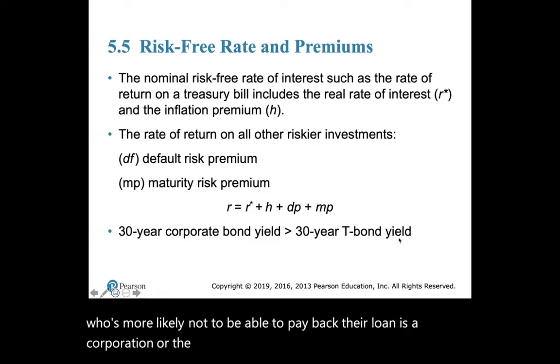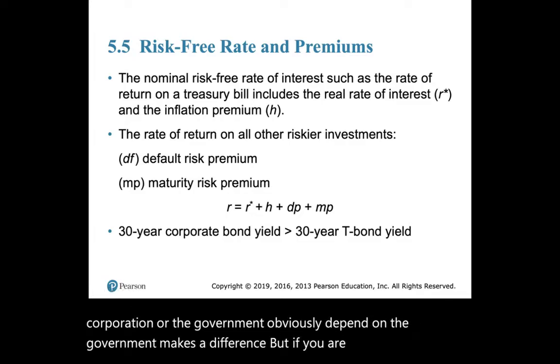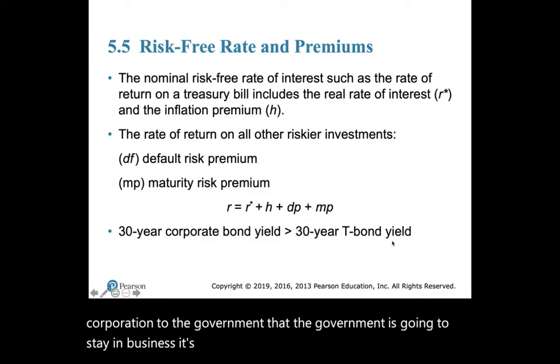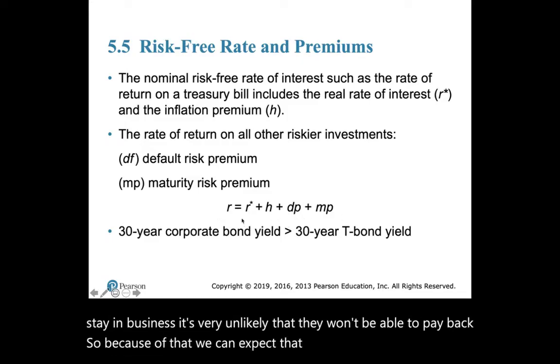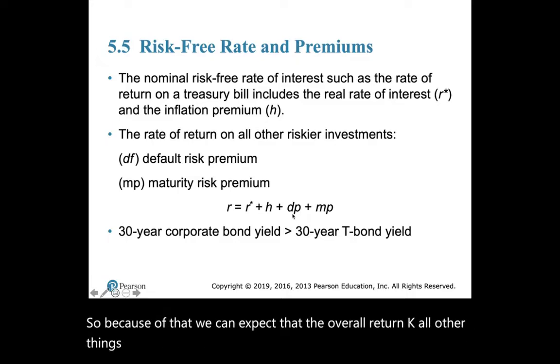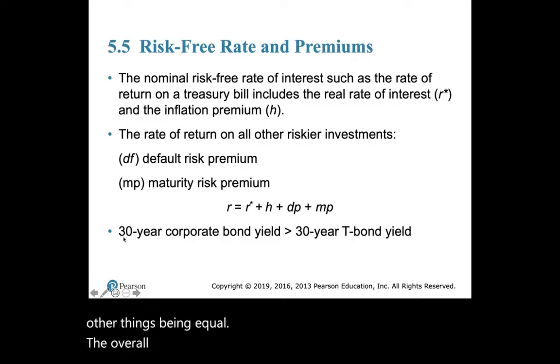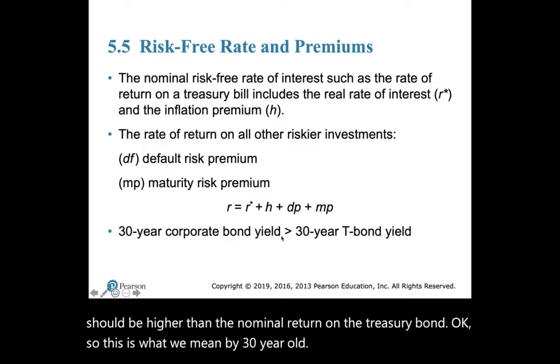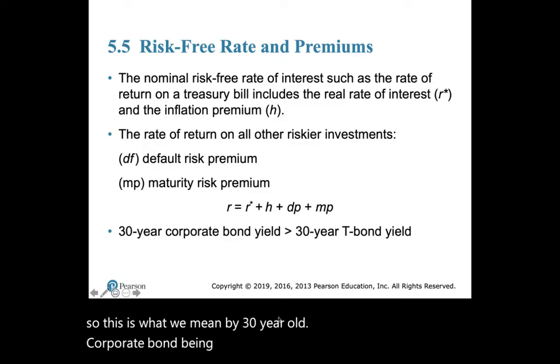Well, obviously depending on the government it makes a difference, but if you are comparing any corporation to the government, you know that the government is going to stay in business. It's very unlikely that they won't be able to pay back. So because of that, all other things being equal, we can expect that the nominal return on the corporate bond should be higher than the nominal return on the treasury bond. This is what we mean by the 30-year corporate bond return being greater than the T bond.